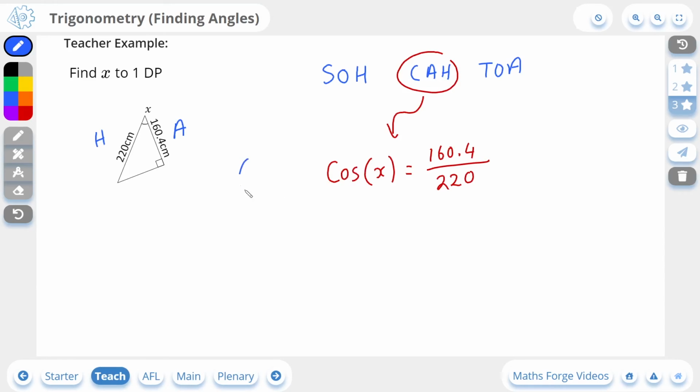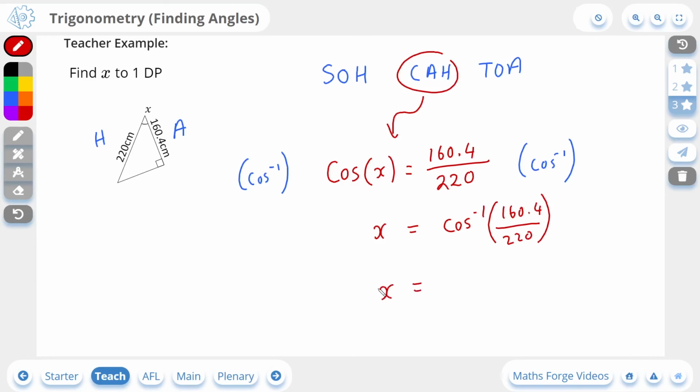Cancelling out the cos by applying an arc cos, the inverse of cos, to both sides, leaves us with x is equal to arc cos of 160.4 over 220. Putting this into our calculator, we get the following: 43.2 degrees to 1 decimal place. And if we check our answer, there it is.